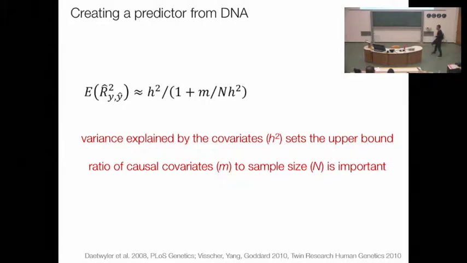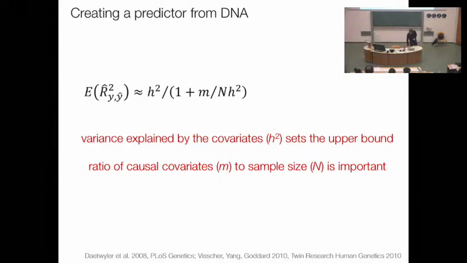And this makes sense. Obviously, we can't predict something from DNA more than what DNA explains. But also, the ratio of the causal covariates to the sample size is important, i.e., how well we estimate the effects matters. Because we don't estimate the effects perfectly, our estimates are the truth plus some error. What it means is that we can never, ever approach the true heritability. We'll always be under it. And how much we're under it depends on the methods that we use.